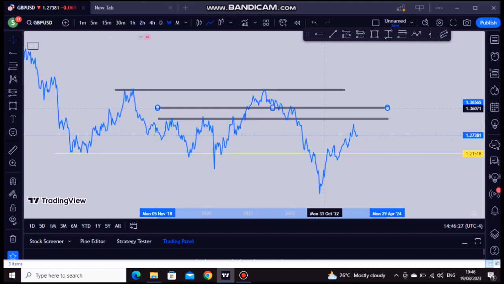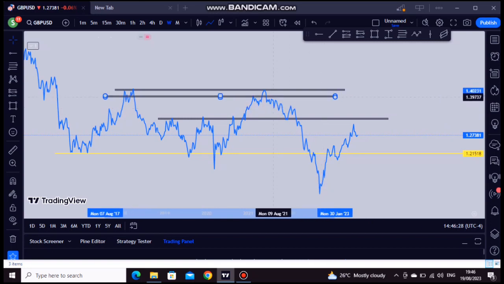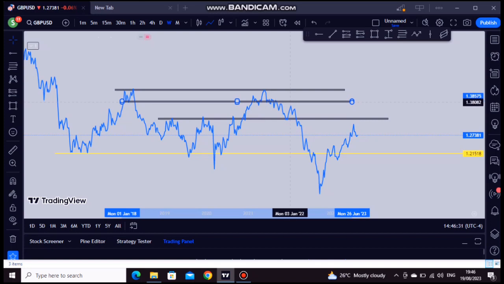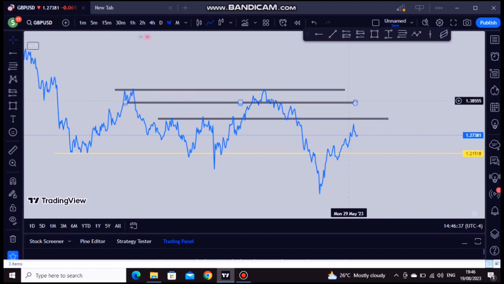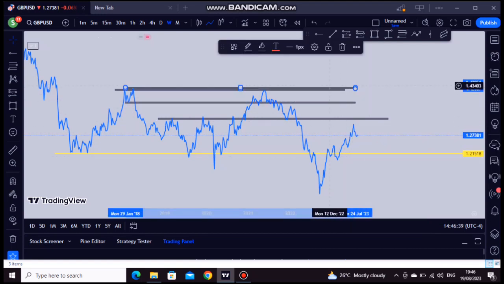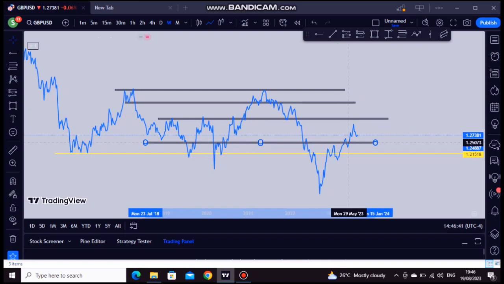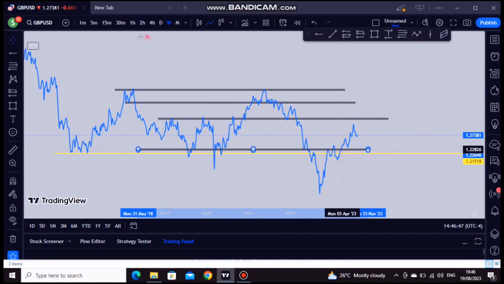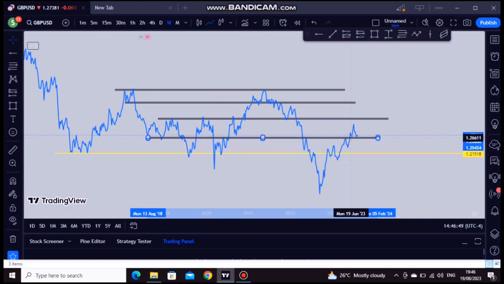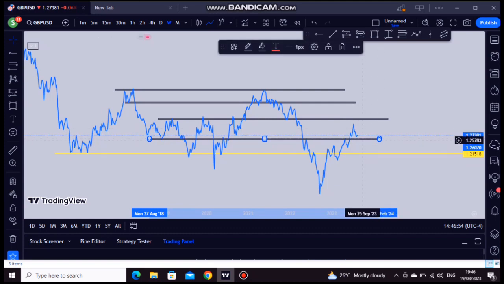Alright, and there's another key level at this point. There's another key level at this point, and there is another one here just around this area. There is a touch around this point. There is a key level here that GBPUSD is currently trading on.